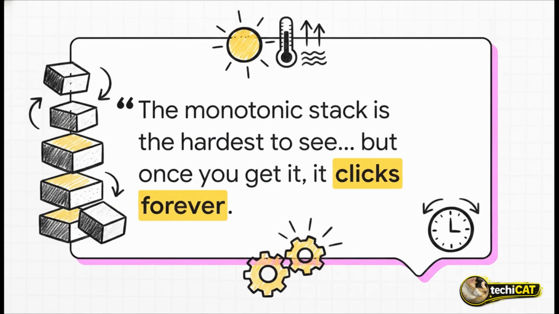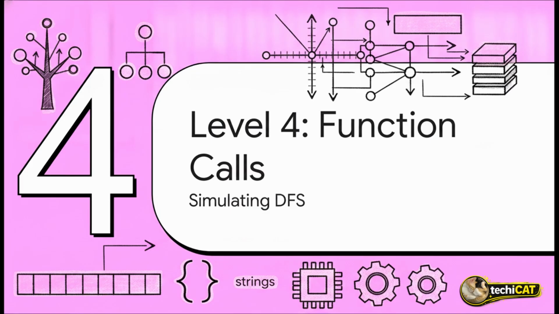I really want to pause on this quote for a second because it is incredibly true. The monotonic stack pattern is the hardest to see the first time, but once you get it, it clicks forever. It feels super counterintuitive at first, right? Popping things off the stack just to make room for something new based entirely on its value. It's the hardest pattern to recognize in the heat of a whiteboard interview, for sure. But trust the process here. Really study that daily temperatures example we just talked about, because once you finally get it, you will never forget it. It kind of acts like a magic time machine, looking back at past elements the exact moment a future condition is met. Next up, level 4, function calls.